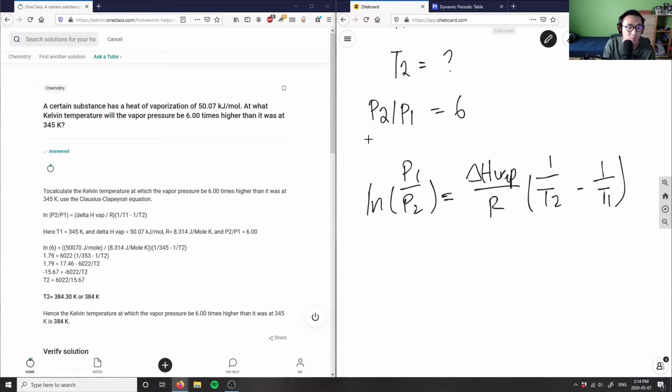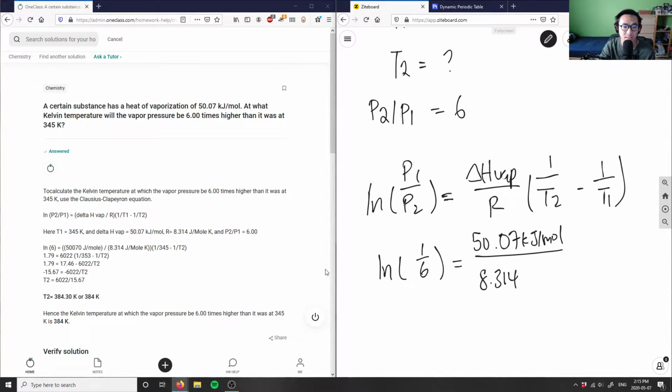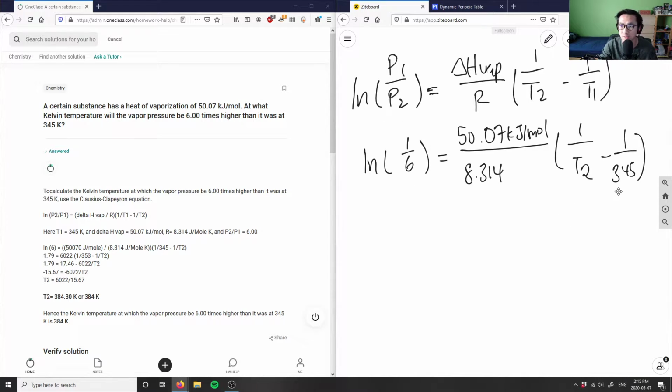So if P2 over P1 is 6, then P1 over P2 is obviously 1 over 6, right? So I have 1 over 6, and then my 50.07 kilojoules per mole as my enthalpy of vaporization. R is simply 8.314. We know that through the ideal gas constant, right? That's something you're already familiar with. Times 1 over T2, which is what we're looking for, we're solving for T2, and then 1 over T1, which is 345 Kelvin. And all we're going to have to do is some algebra to isolate for T2.